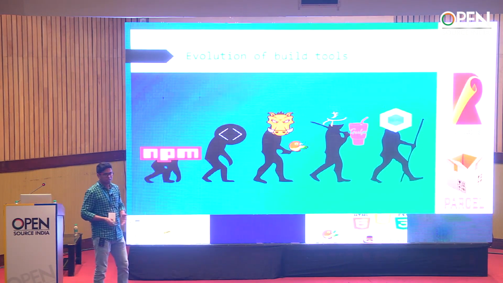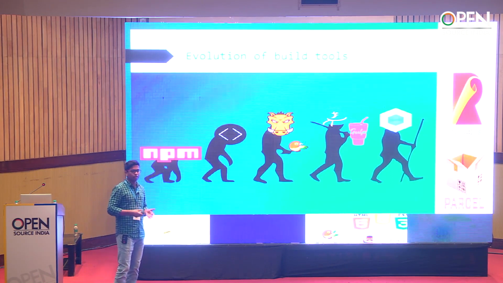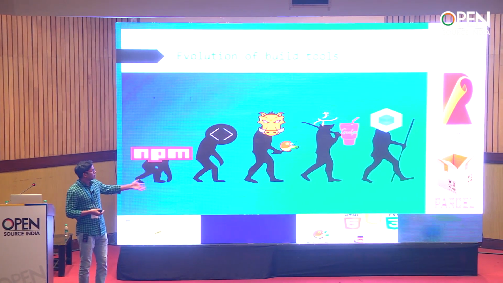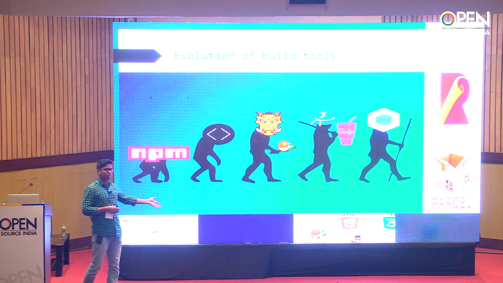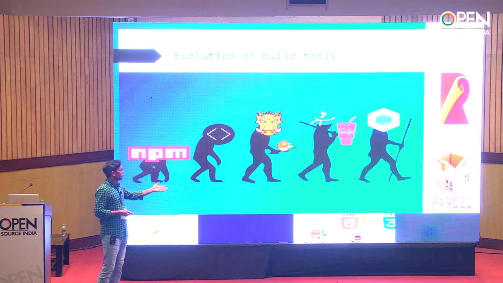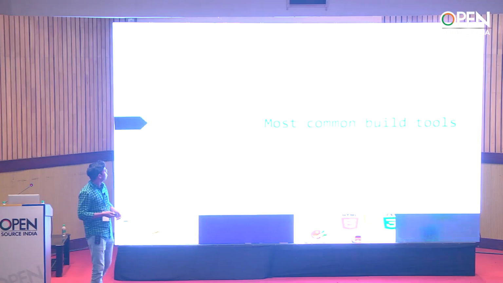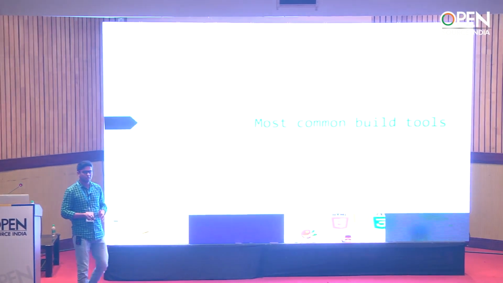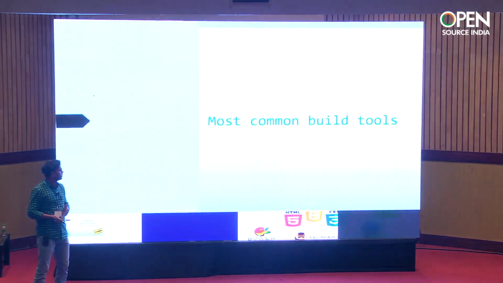So recently, from 2017, 2018, Rollup and Parcel are taking the lead as the popular ones. They are almost similar to Webpack, but with Webpack you need to do a lot of configuration, while these do it automatically. So you don't need to do the configuration that you need to do for Webpack. For the most common build tools, I will take these 4 as examples, and I will explain what they do and how their config file looks.